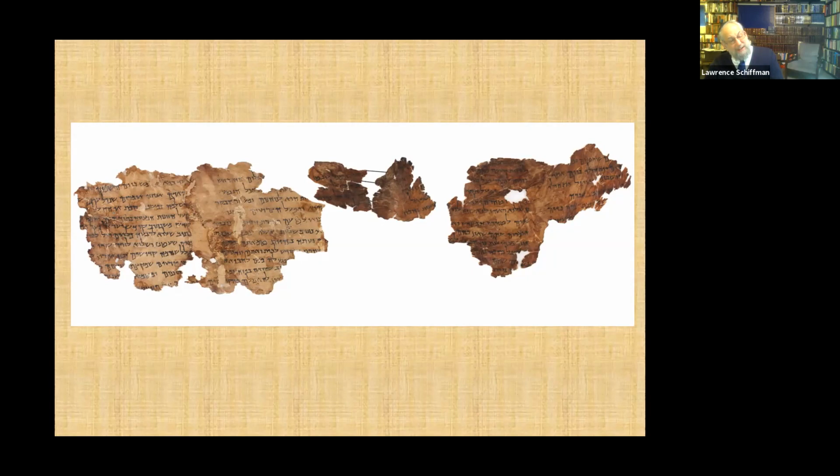And the text indicates that the sect was founded when the high priesthood was taken over by the Maccabees, who made common cause with the Pharisees because they opposed the Sadducees, that upper class priestly group, for having allowed the Hellenization process of the temple.